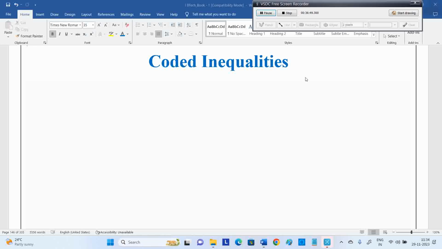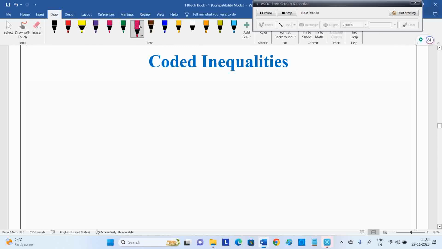Next topic, coded inequalities. I'll give a justification for the word coded later, but first, why inequalities? We can go through the questions, they're using the symbols greater than, less than also. And in fact, in the entire topic, they use the symbols greater than, less than, equal.